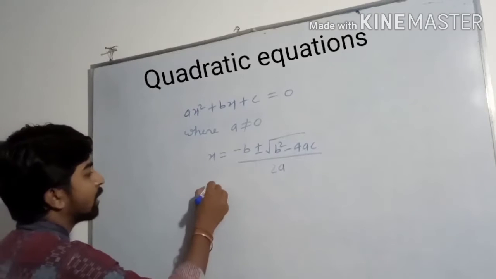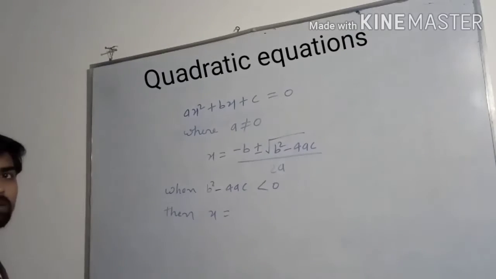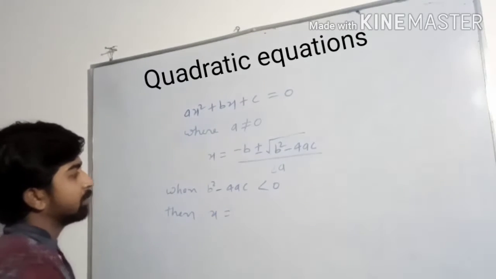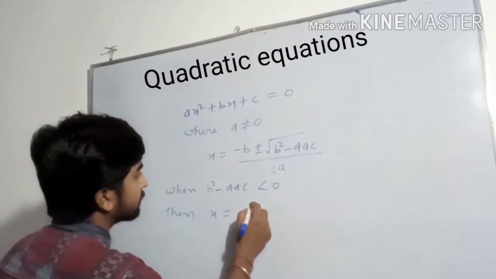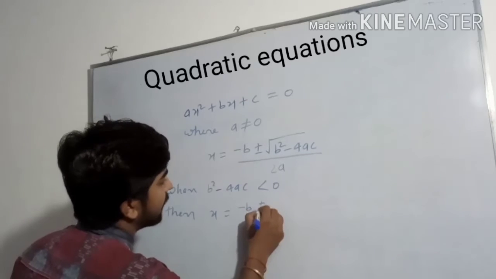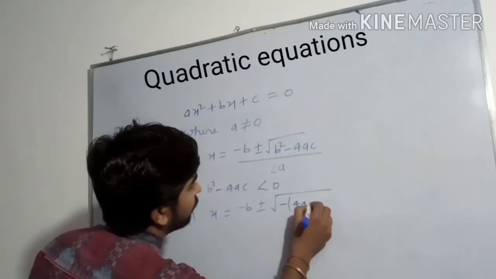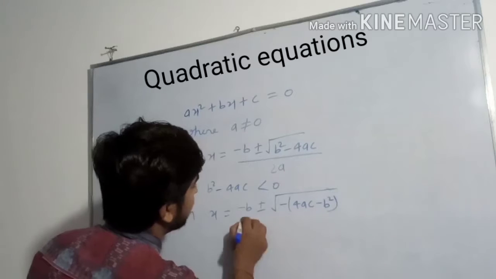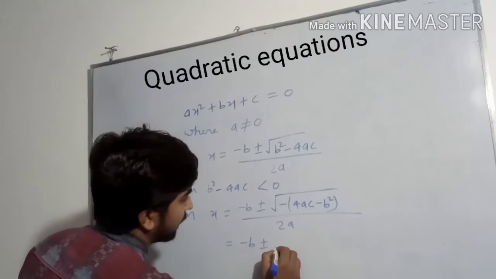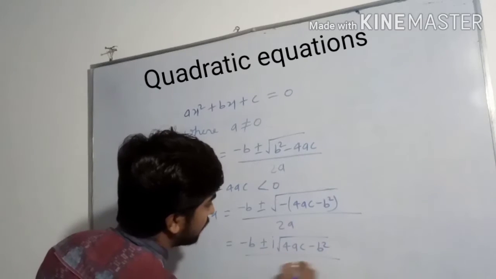Students, when b² - 4ac is less than 0, it means that this is negative, then x = (-b ± √(-(4ac - b²))) / 2a, and it equals (-b ± i√(4ac - b²)) / 2a.